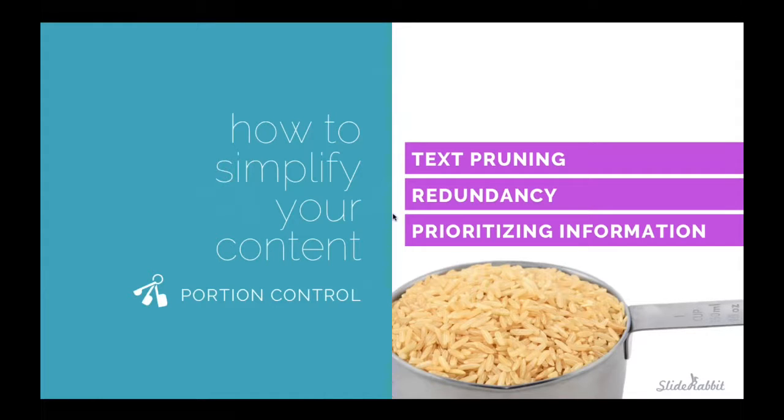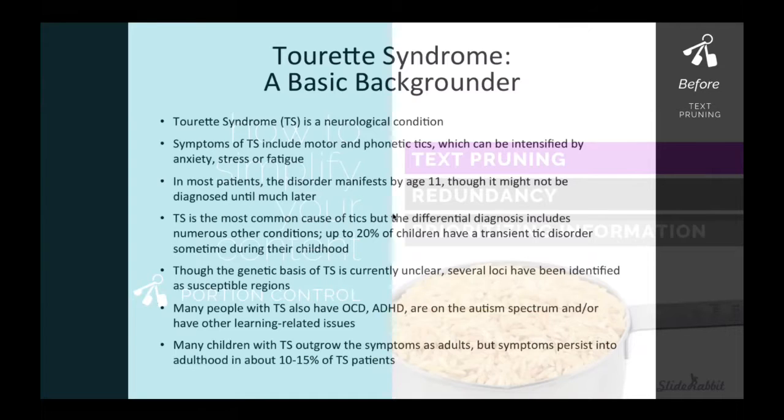Okay, first step is portion control. This is absolutely both in dieting and slide dieting the thing that people have the most trouble with. It's the simplest way, I should say, to improve your content. The less content you have, the more people can actually absorb it, but it's definitely the one that meets the most resistance, at least in my experience. First up, text pruning. I'm sure you've heard it 100 times. The more text on your slide, the less effective your slide is. Let's take a quick look.